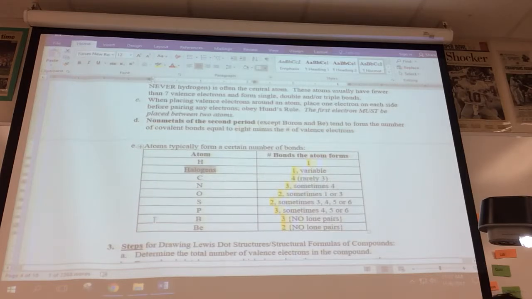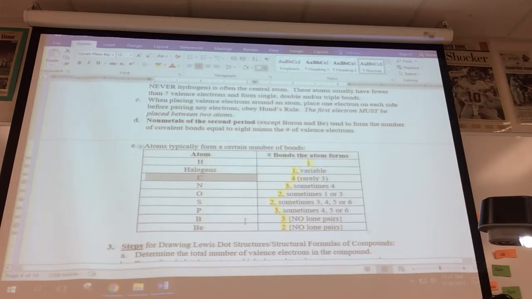Halogens are in group what? 17. How many valence electrons? 7. 8 minus 7 is 1. Halogens typically form one single bond. Highlighted in yellow is what you'll typically see this year.